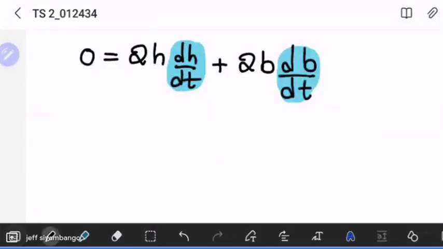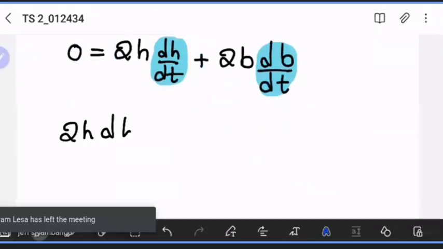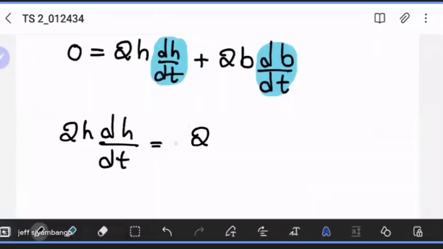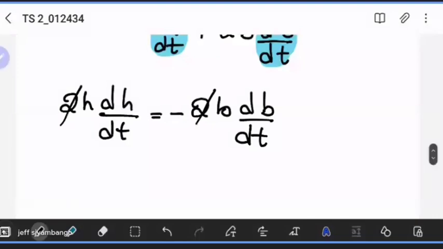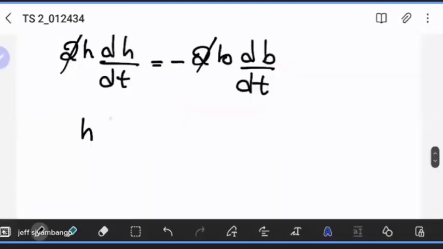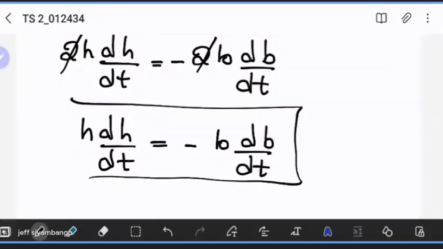So from here, we can move things around. We end up with 2H dH/dt is equal to 2B negative dB/dt. The 2 and the 2 can cancel out. We now have H dH/dt equal to negative B dB/dt. We are now here.